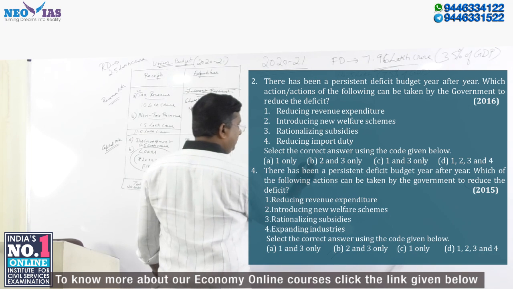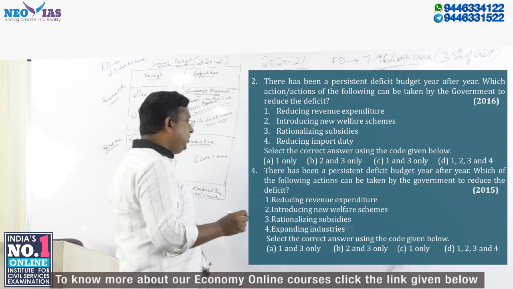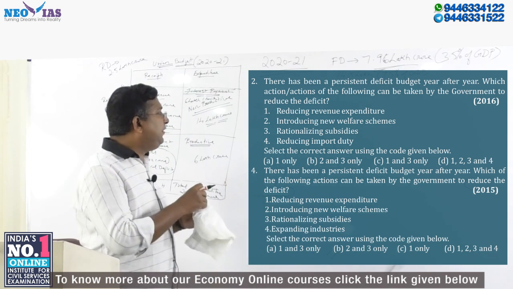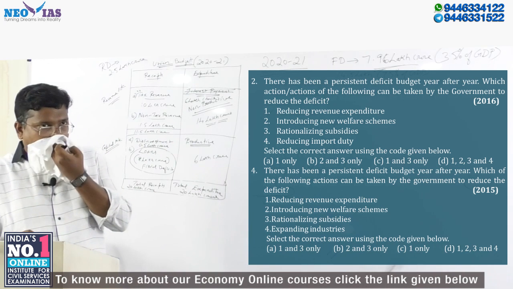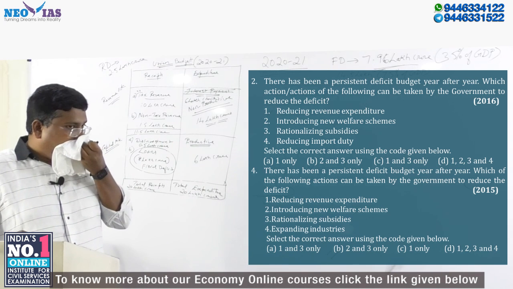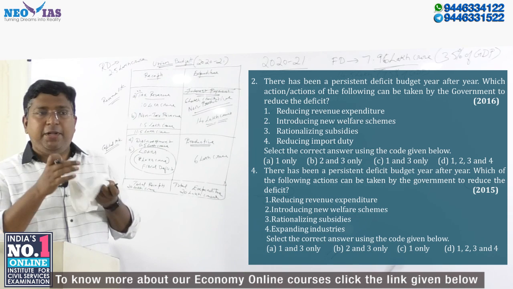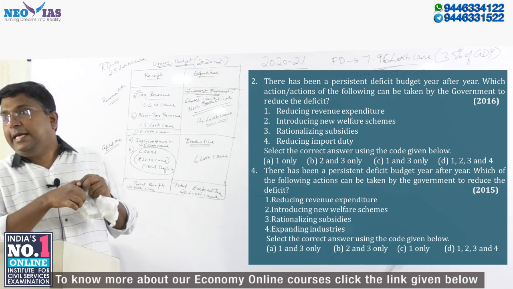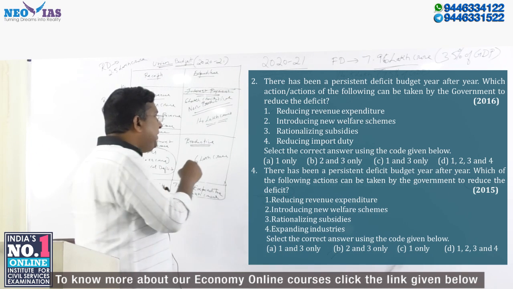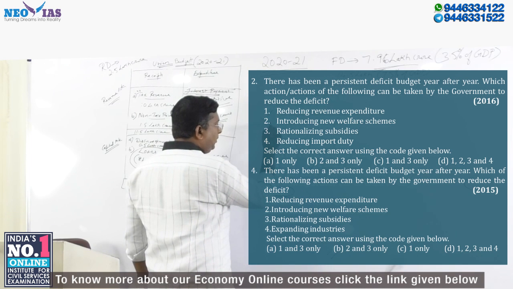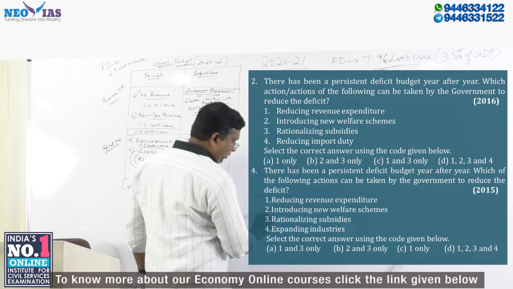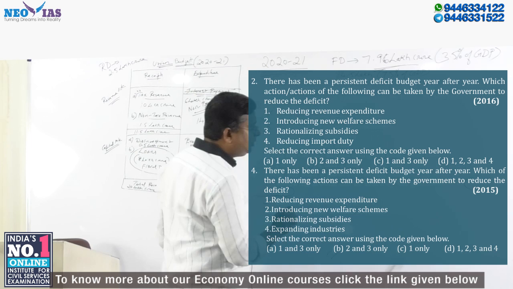Here also. Second one, introducing new welfare scheme. So what is, by introducing new welfare scheme, what is happening to the expenditure? Expenditure will increase. So 2 should not be there. Yes or no? 2 should not be there. So we can eliminate.